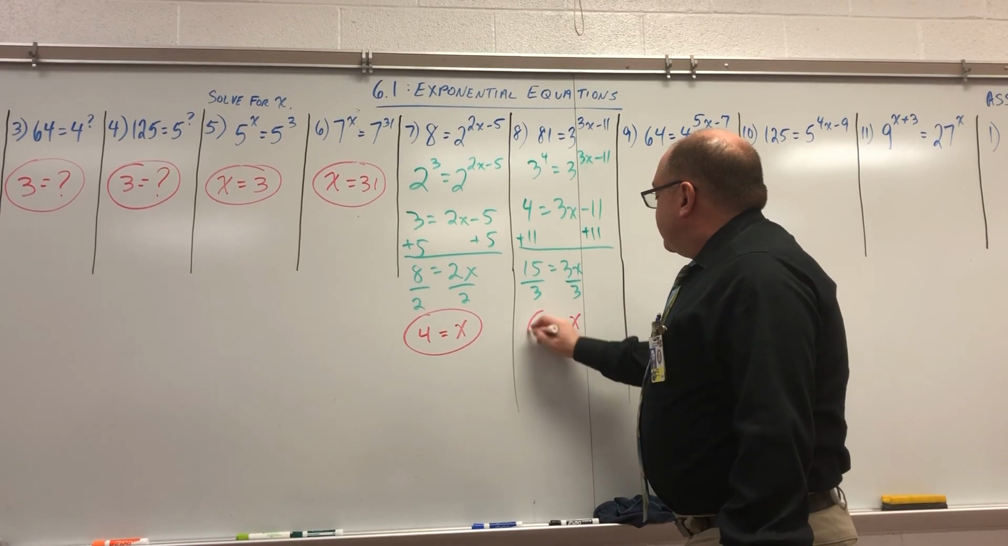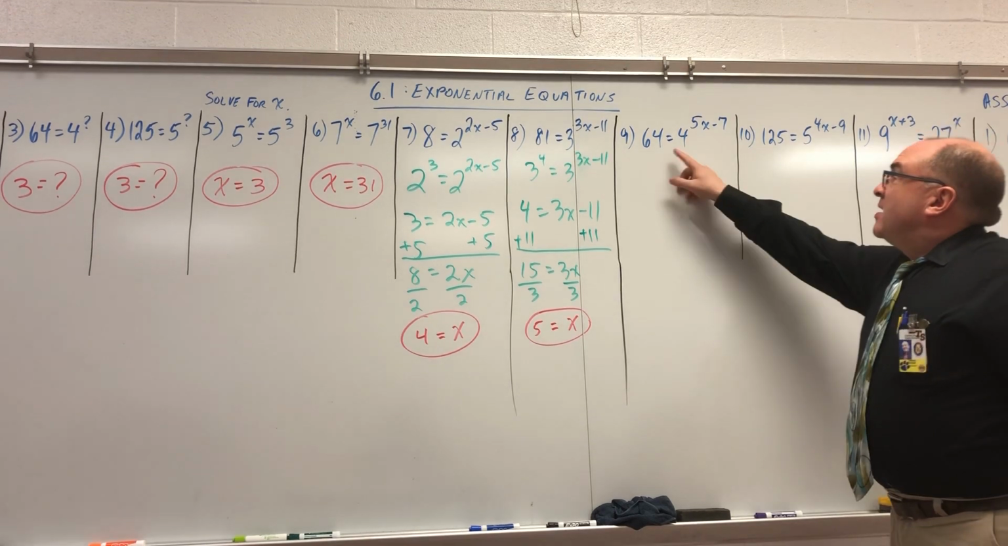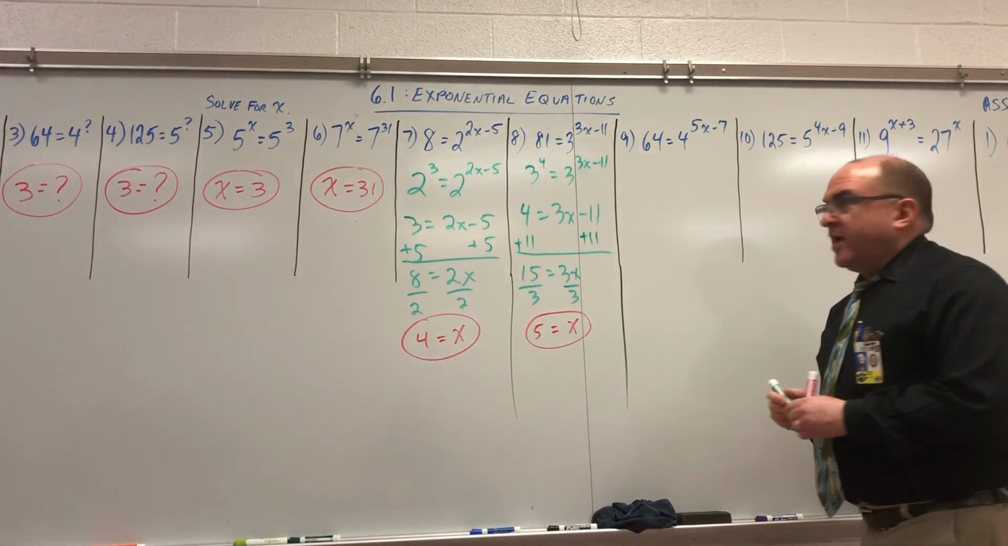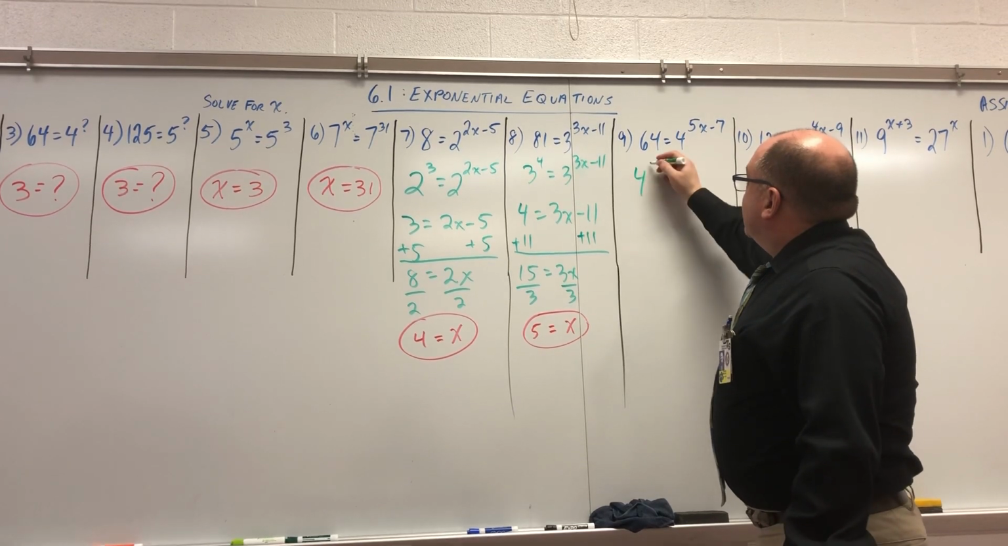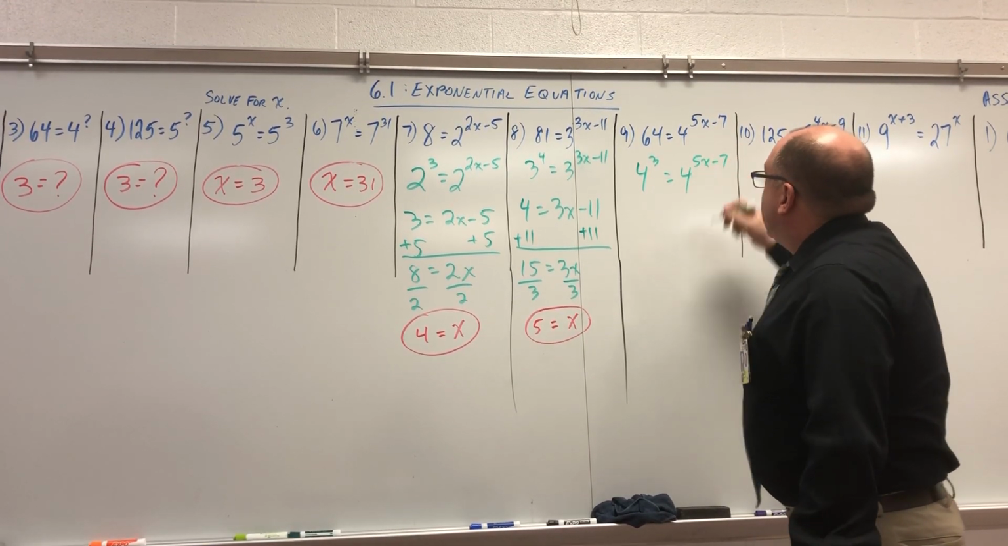Okay? 64 is 4 to the what power? 3. So 4 to the third power equals 4 to the 5x minus 7.